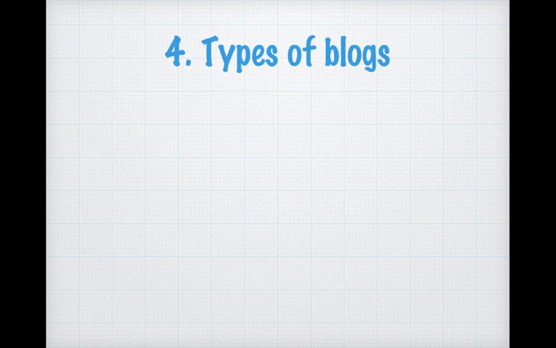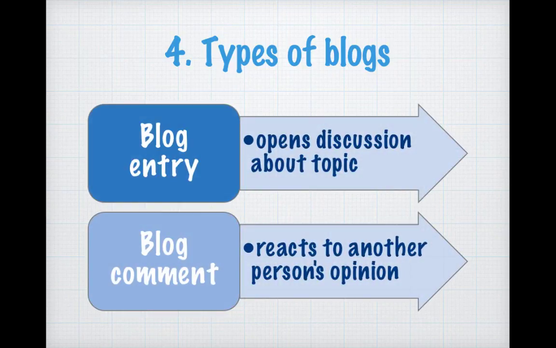Good, so now comes a very important part. For you, it is important to know two types of blogs. The first one is a blog entry and then a blog comment. So a blog entry is basically something that starts and opens a discussion about a topic. And a blog comment is simply a reaction to another blog entry or to another person's opinion. So the main difference is just that a blog entry opens something new, and a blog comment just reacts to something that already exists.